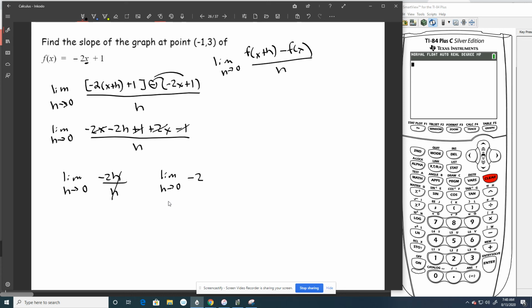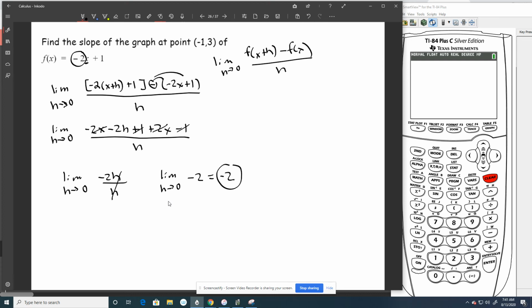I don't have any h's to plug in my 0. So my limit as h goes to 0 of negative 2 is just negative 2. So my slope is negative 2, which we already knew. Again, this is a line. So finding the slope of a line is really easy because it doesn't change. My line always stays the same. So my slope is negative 2 all the time.